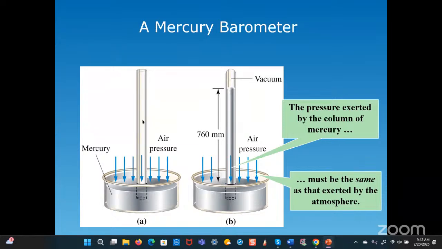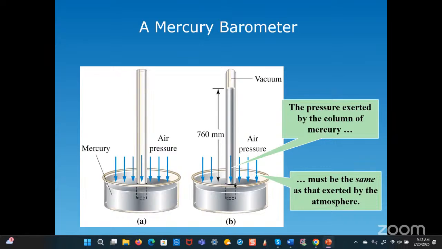In this case here, because you have an open end here, the air can exert pressure on the mercury level inside here, right? Which would be equal to the pressure exerted on the mercury level outside of the tube. So they will equalize each other out, and therefore, as a result, the mercury level inside the tube will be at the same height or level as that outside the tube, all right?